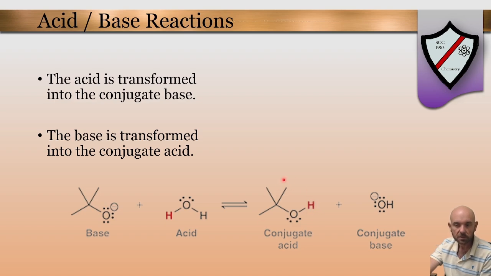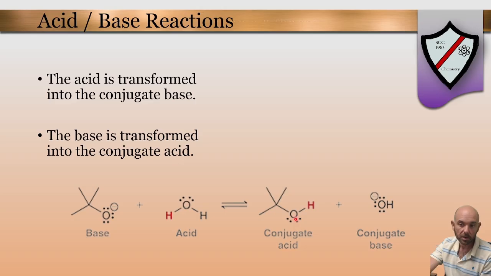When it receives the proton, it becomes, on the other side, what we now call the conjugate acid. So the base becomes the conjugate acid because it now has a fresh proton that it may want to do something with.